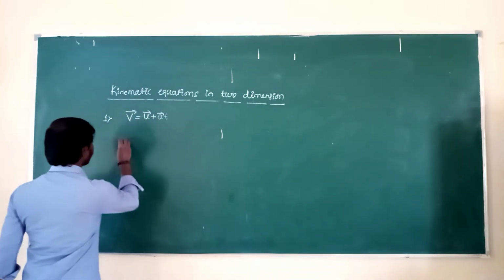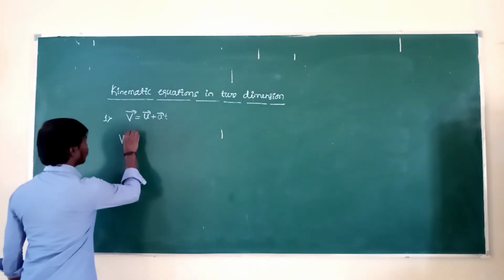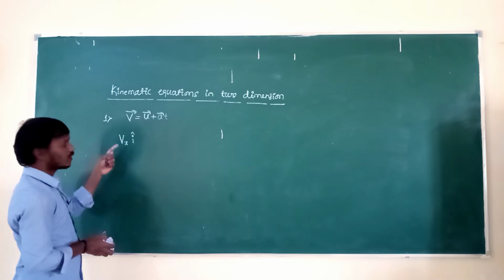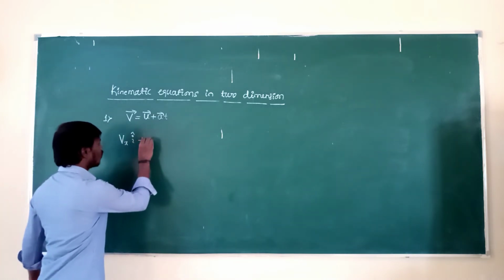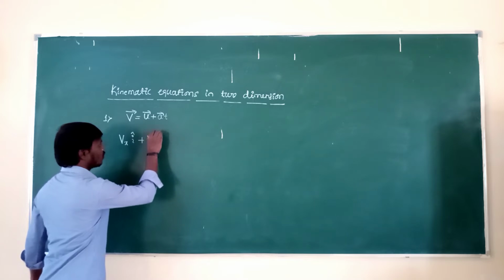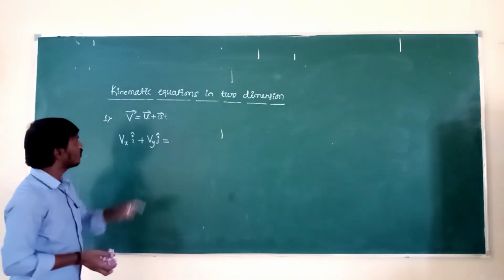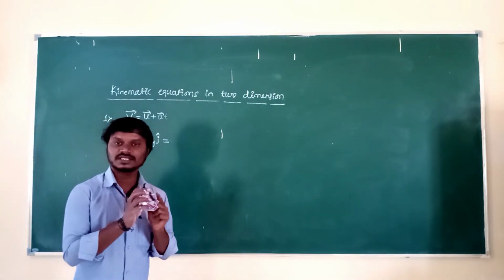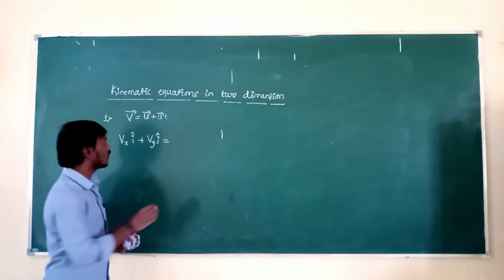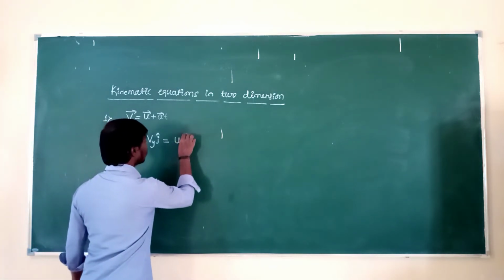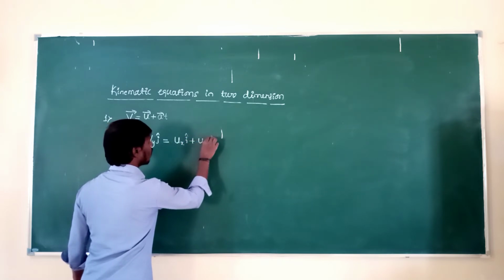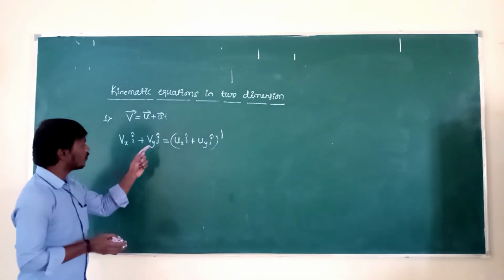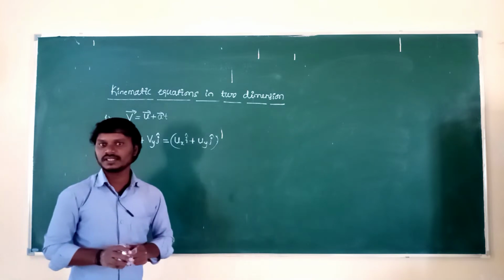I will write vector V as Vx into unit vector I plus Vy into unit vector J. Its meaning is the x component of the final velocity vector plus the y component of the final velocity vector. That is equal to the initial velocity vector, which can also be resolved into two components, because we are studying motion in a plane. Then that is Ux into I plus Uy into J. The initial velocity vector is resolved into two components, and the final velocity vector is also resolved into two components.